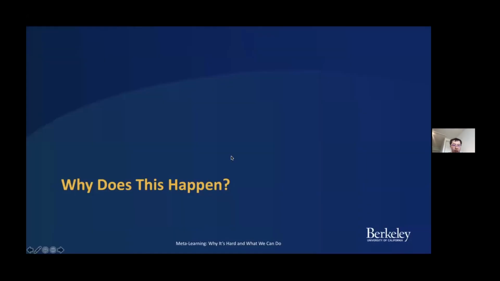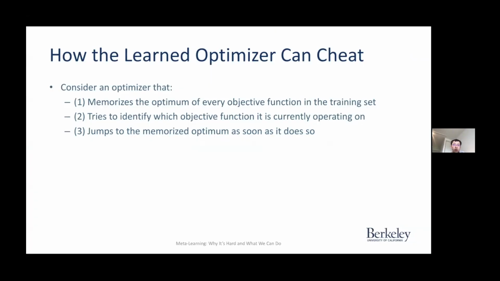And so why does this actually happen? Let's think about a simple example of an optimizer that can get you pretty good convergence speeds, but it's not actually going to do what you want. Consider an optimizer that memorizes the optimum of every objective function in the training set. It also tries to identify which objective function it's currently operating on, and then it just jumps to the memorized optimum as soon as it does so.